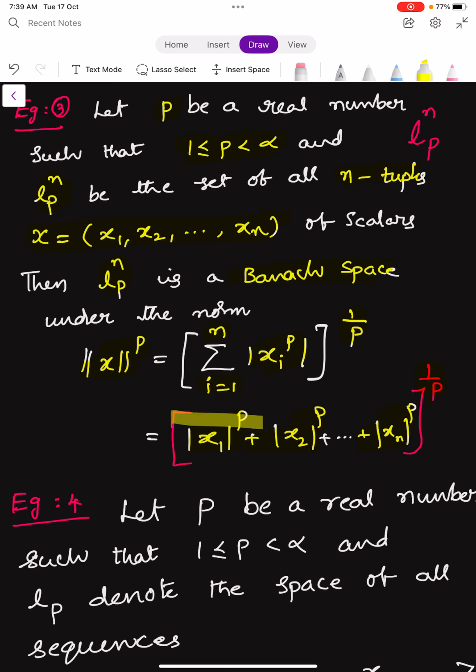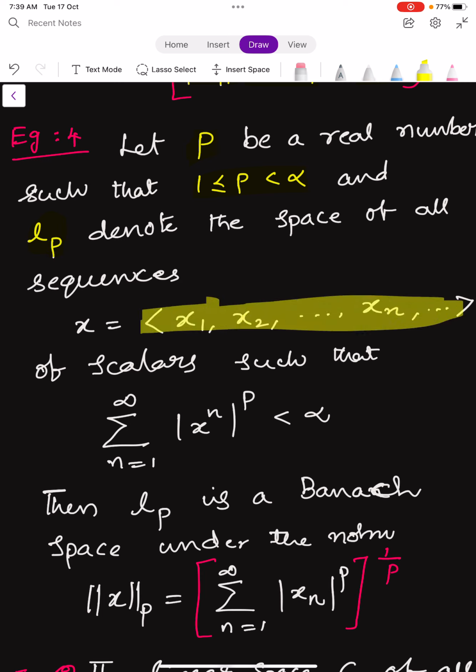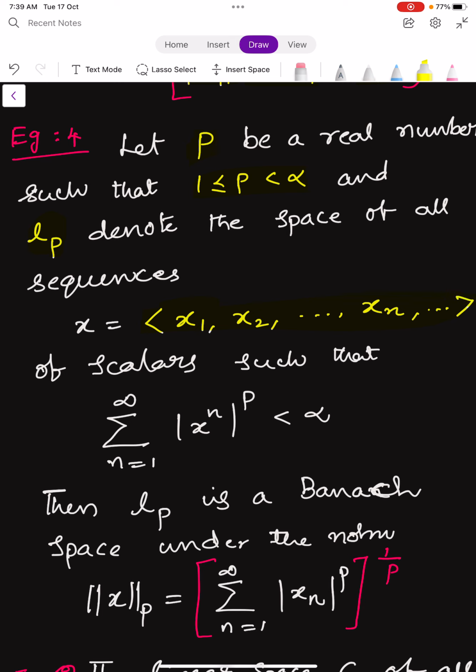We go for the next example, example number 4, which is similar to example 3 with a small difference. Again, p is a real number with 1 less than or equal to p less than infinity, and here l_p is the space of all sequences x = (x1, x2, and so on, xn, and so on). In the previous example they were n-tuples, but here they are infinite.